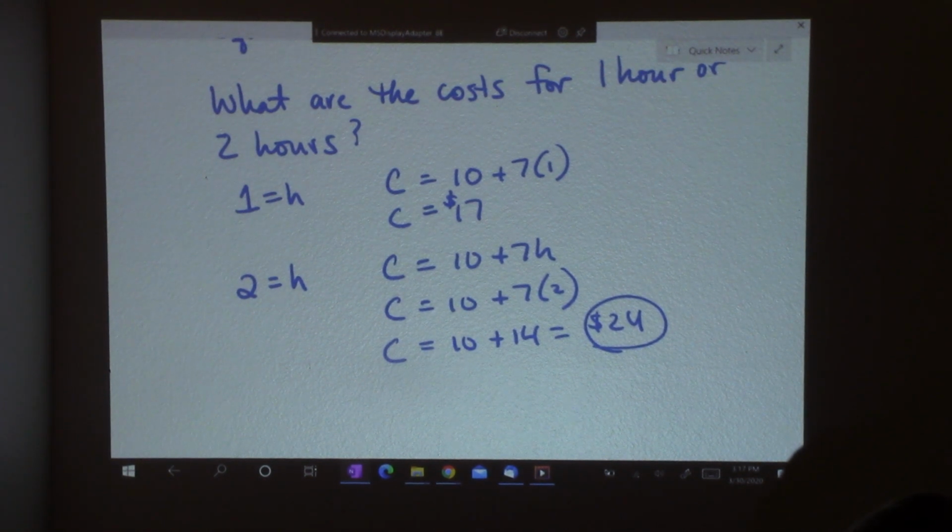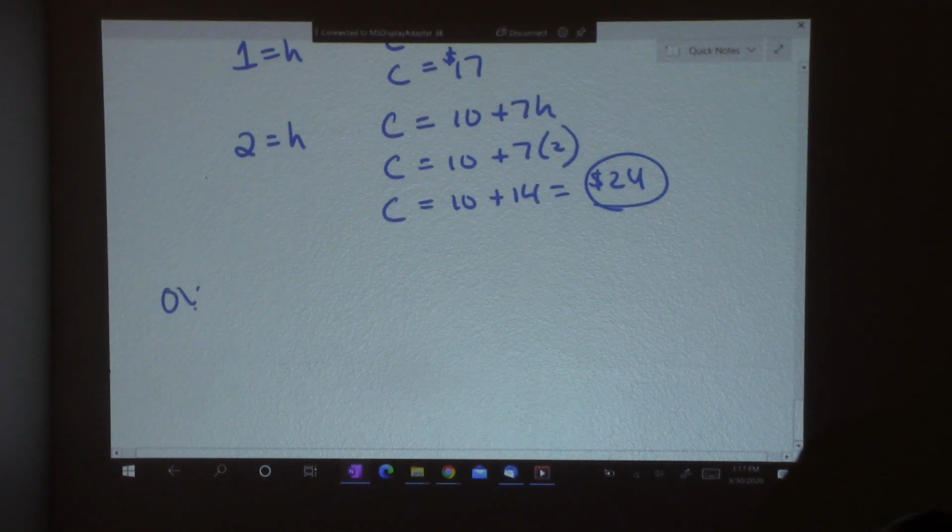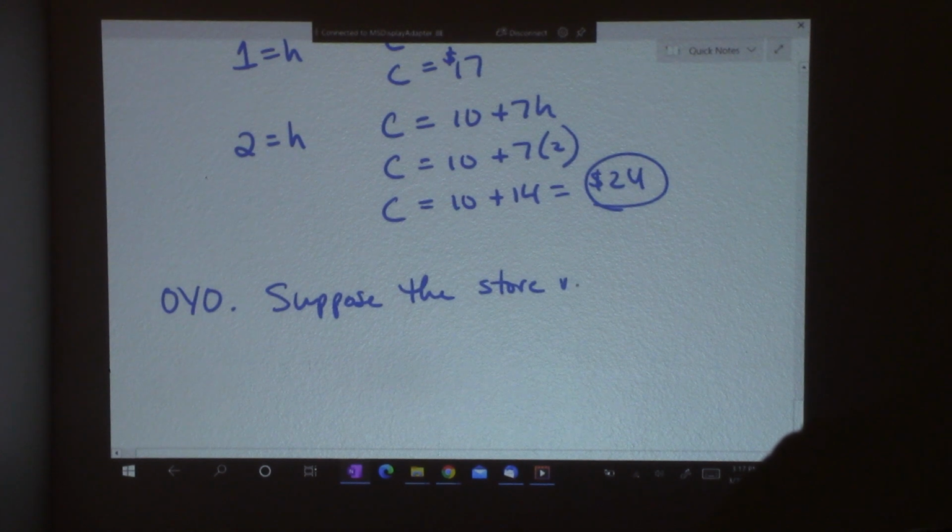Okay, now I want you to do an OIO for this. Suppose the store rounds your time to the nearest half hour.